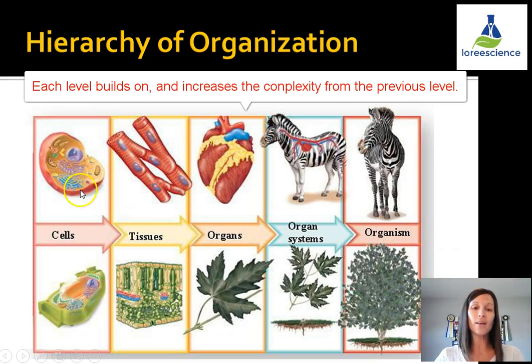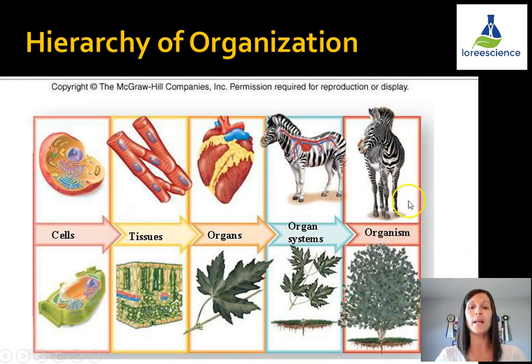We have a cell. We have our muscle tissue grouped together with nervous tissue and other tissues to make the heart as part of the circulatory system in the zebra, and then that organ system with many others to make the full organism of a zebra. In terms of our plant cells, we have a plant cell forming different types of tissues put together. Organs, in this example a leaf, many leaves together working as part of an organ system, and then the organism being the entire tree.